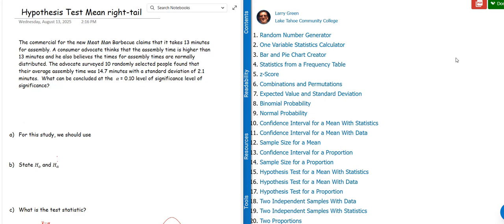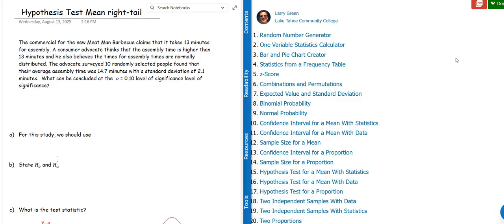I'm going to show you how to use technology to conduct a hypothesis test for the mean. The problem states that the commercial for the new Meat Man barbecue claims that it takes 13 minutes for assembly. A consumer advocate thinks that the assembly time is higher, of course, than 13 minutes, and he also believes the assembly times are normally distributed.